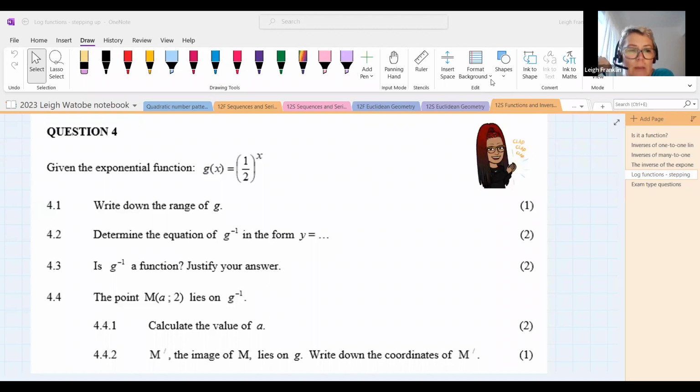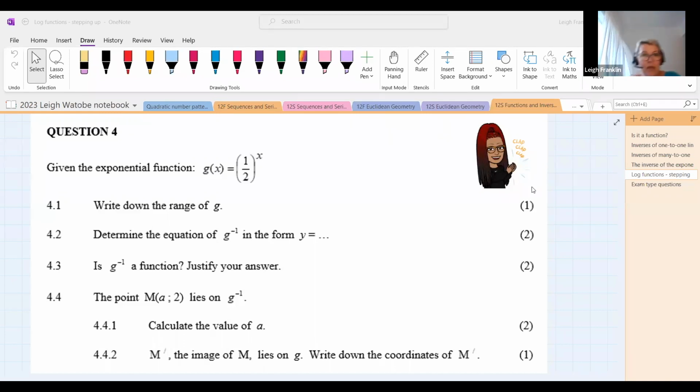What we're going to be talking about today is the inverse of the exponential function, the logarithmic function. So we're going to have a look at some questions on log functions. The first one that I want us to have a look at is this particular question over here.